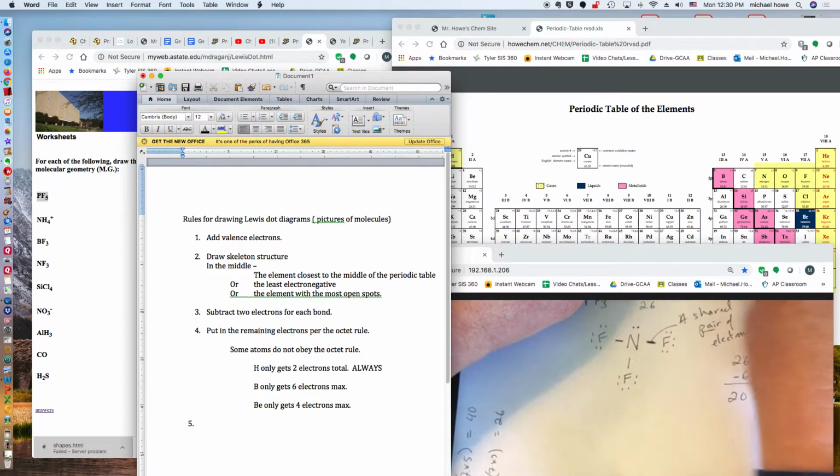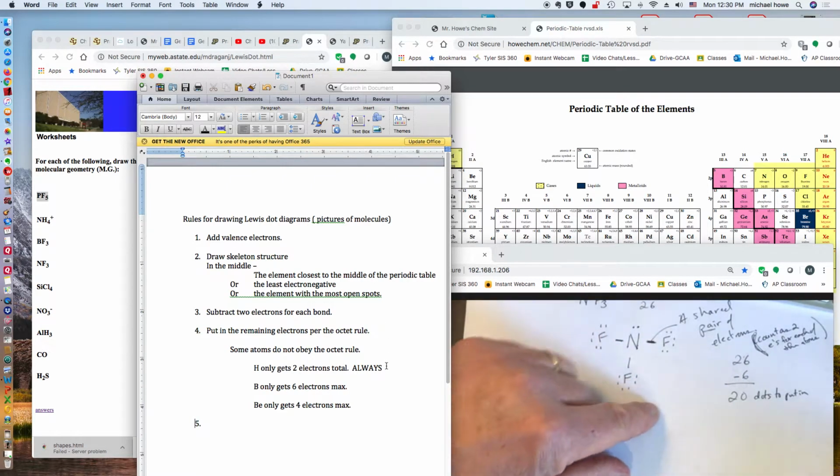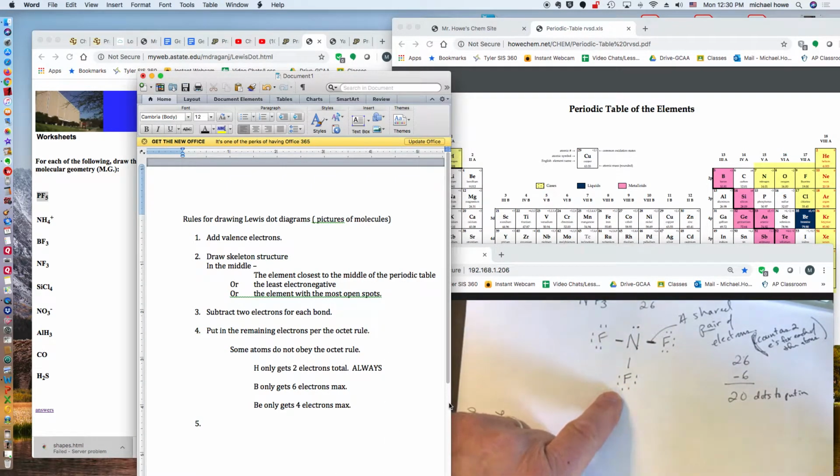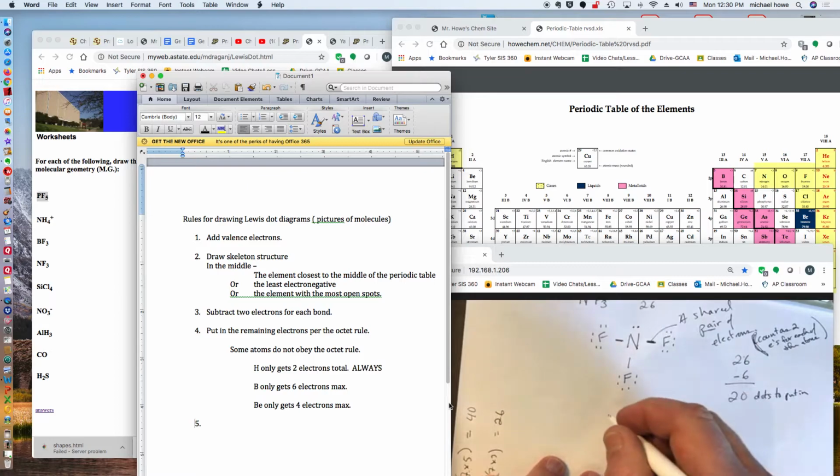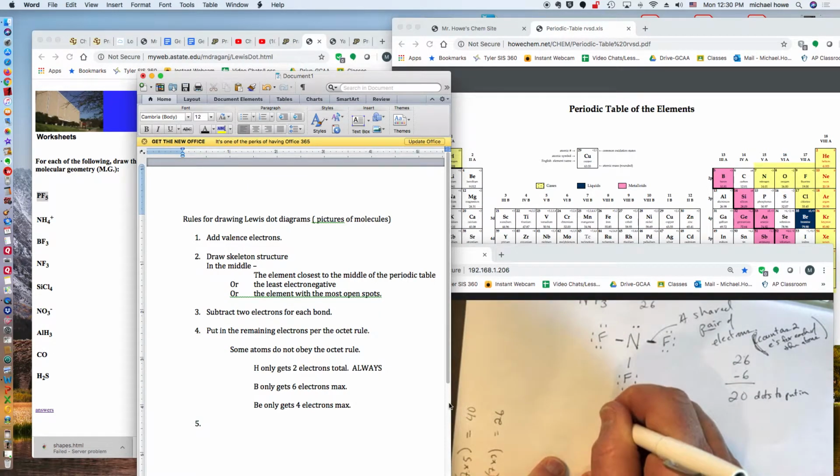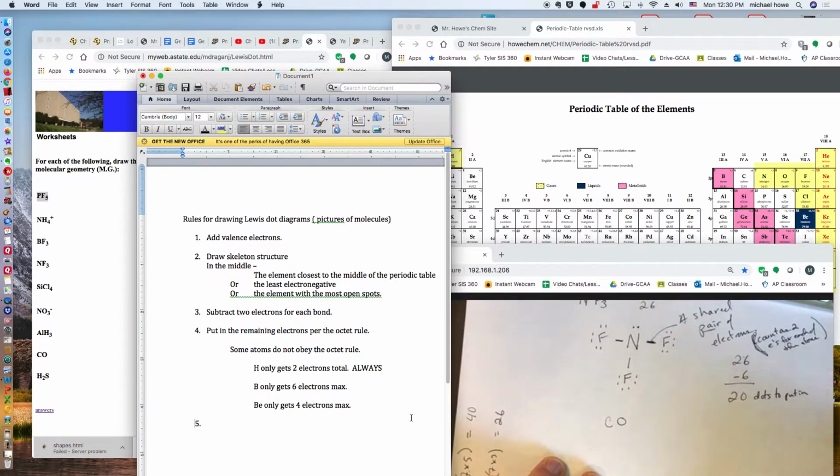All right, so now rule number 5. Let's do another dot diagram. So that's the dot diagram for NF3. Rule number 5. Let's look at an example. So let's suppose we try to do CO. Okay, so actually let's do NO3. I'll do NO3 first. So NO3.